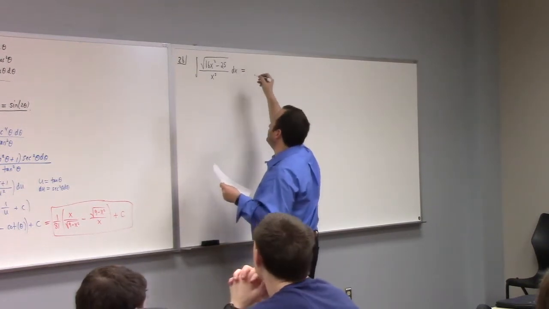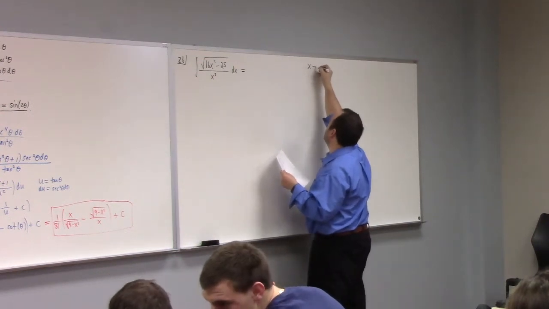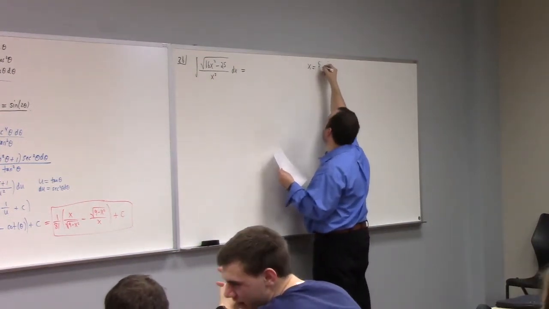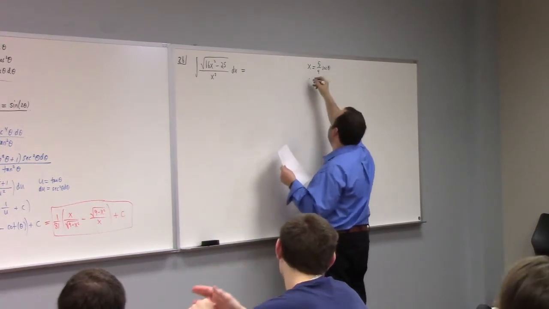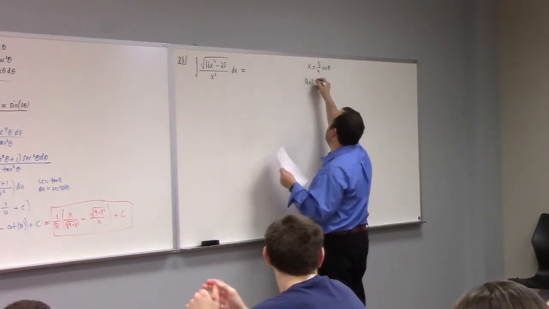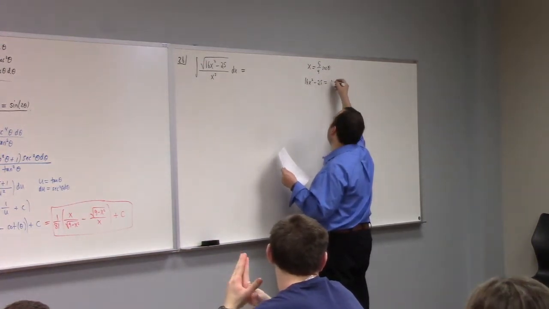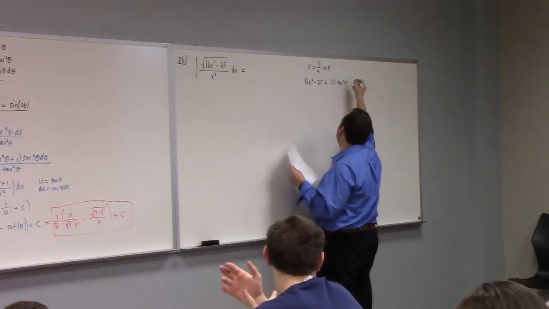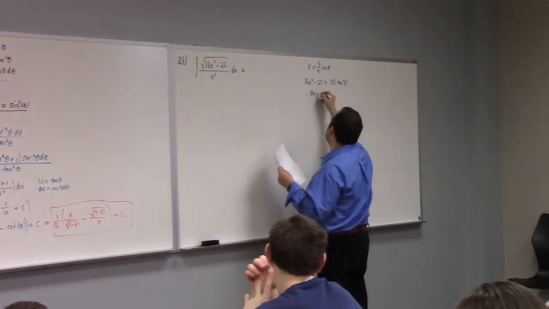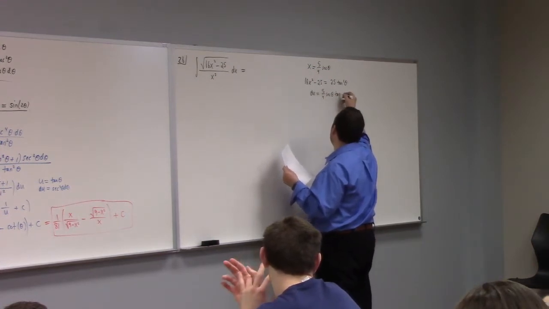All right, so let's see here. We make an x equals 5/4 secant theta substitution. That makes 16x squared minus 25 equal to what? 25 tangent squared theta, I believe. Right, so dx is 5/4 secant theta tangent theta d theta.